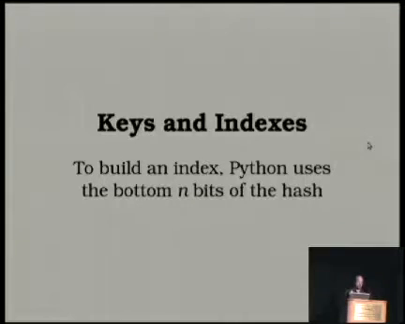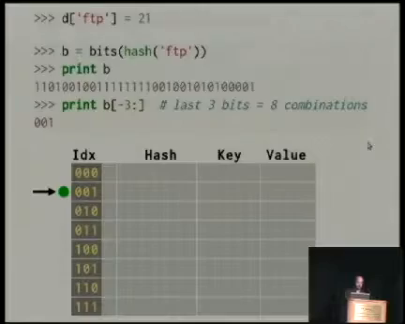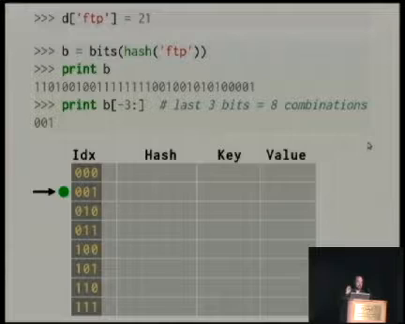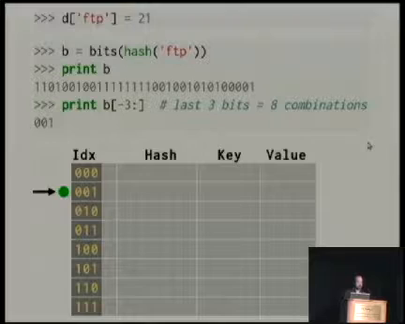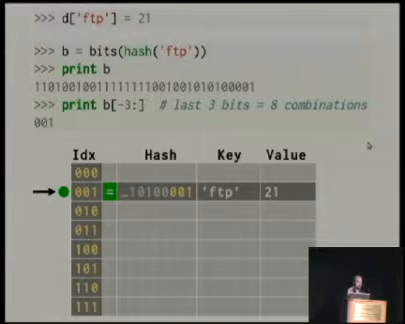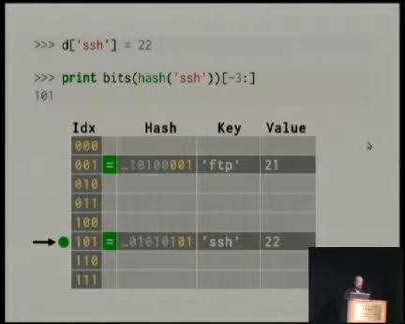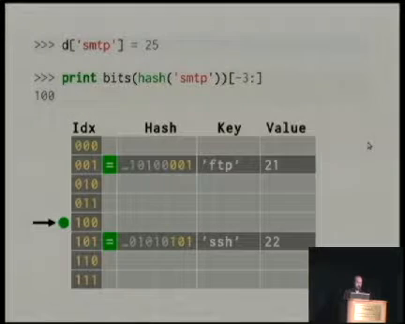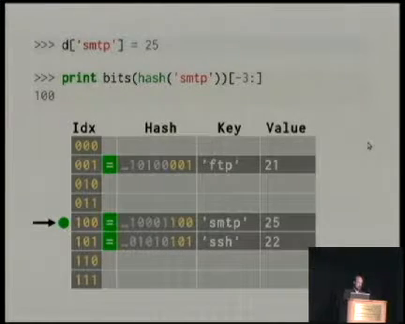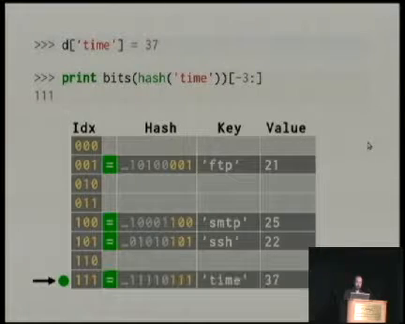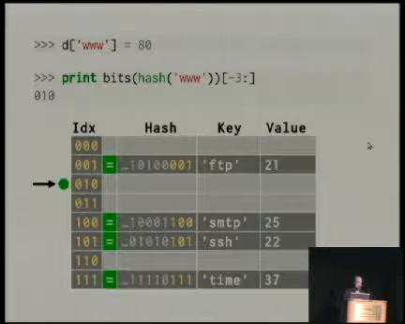So, in order to build the indexes that it needs to get into the hash table, Python uses the bottom n bits of the hash. So let's say that we start with this empty dictionary and we want to store something under the key FTP. Well, it's going to compute the hash, it's a big binary number, pull off the last 3 bits, 001, and go check that slot, find that it's empty, and decide to store the key and value there. When you want to store SSH's port number, it hashes SSH, looks at the last 3 bits, oh, that slot's free, SSH goes there. SMTP, the big long hash, ends with 100, and that's a free slot. Time ends with 111, and www happens to end with 010.